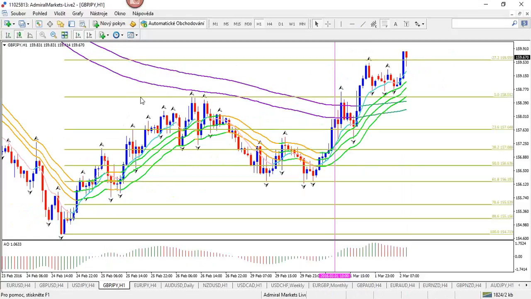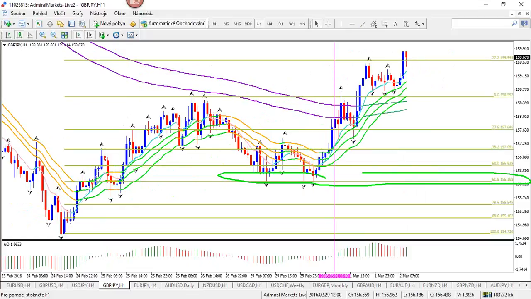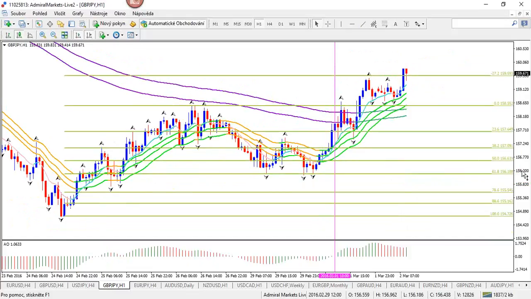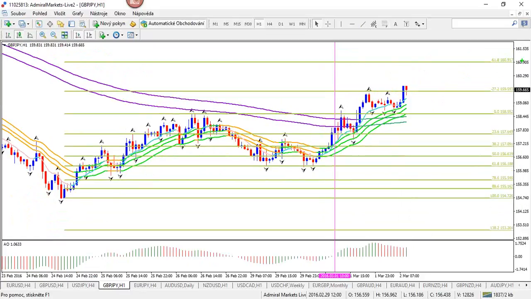Well, here you can put the fib on the first leg, and you can see a 61.8 fib bounce on the pound yen here. Sorry, at the golden ratio. So the next target could be 160.92.